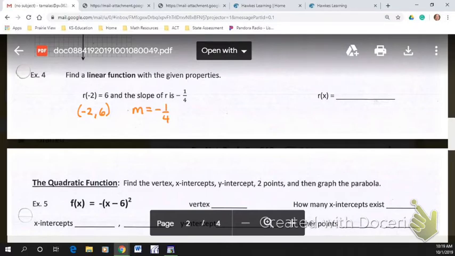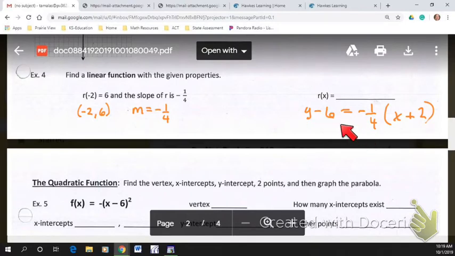So now I have to write a linear function with those properties. It did not specify whether I needed to end up in standard form or slope-intercept. What form am I going to have to start in? You're probably going to start in point-slope form because you know a point, you know a slope, right? So if I get a point-slope form, I'm going to have y minus 6 equals negative 1/4 times x plus 2. Okay, now, they said write a linear function given these properties.